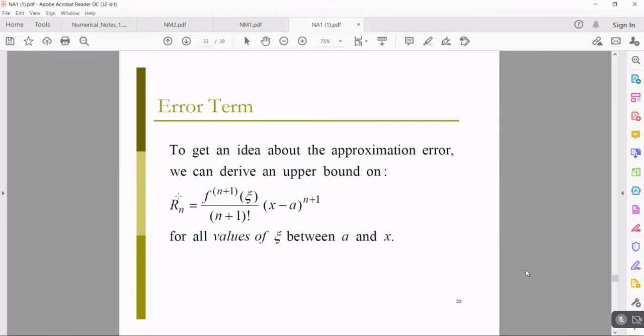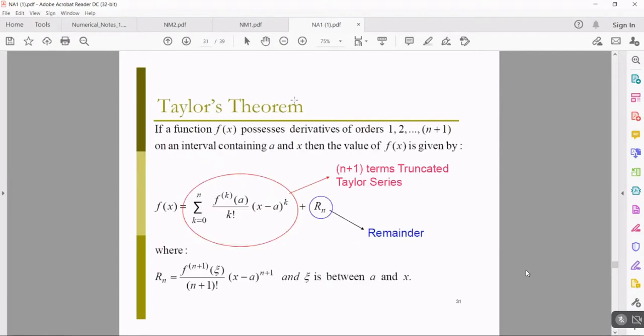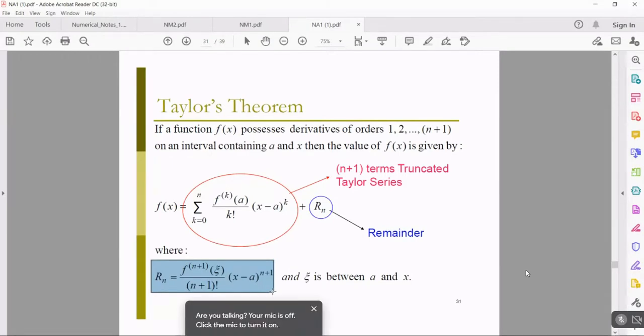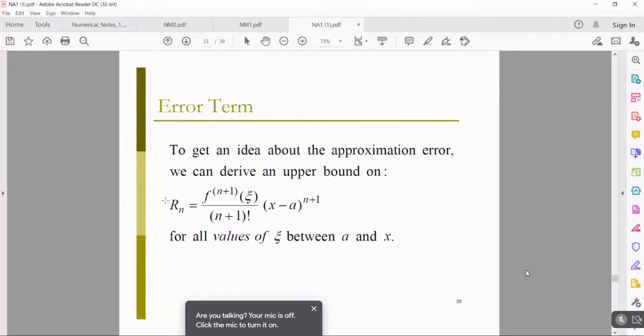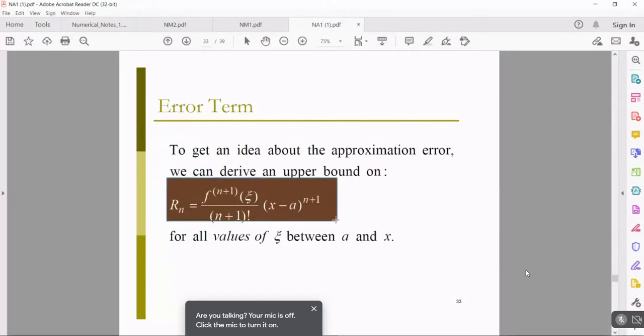So we try to get this error. We know that in our Taylor theorem, what is the maximum error? Because if we take this as error, and we take n plus 1 terms, then what is the maximum error? So we'll try to get the maximum error bound for this from this expression.